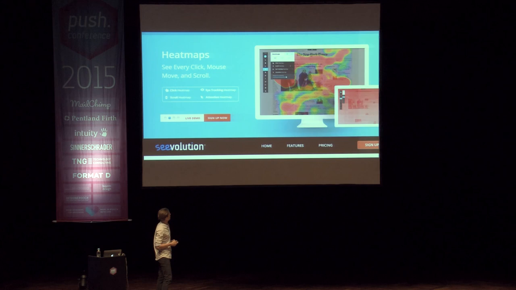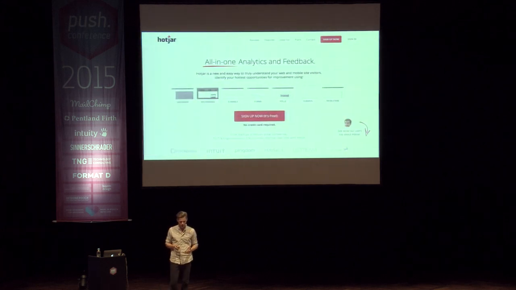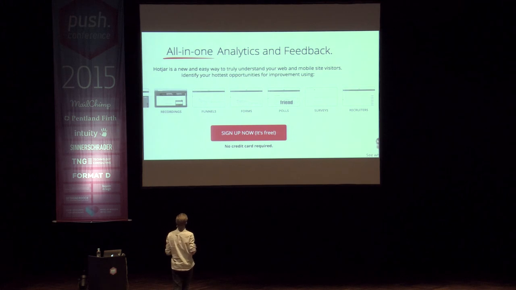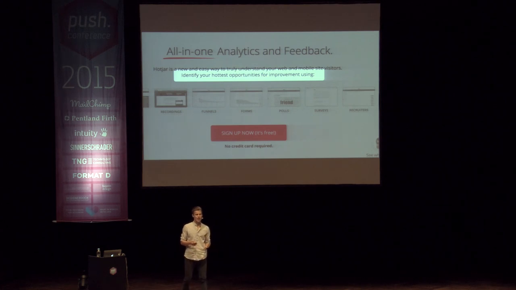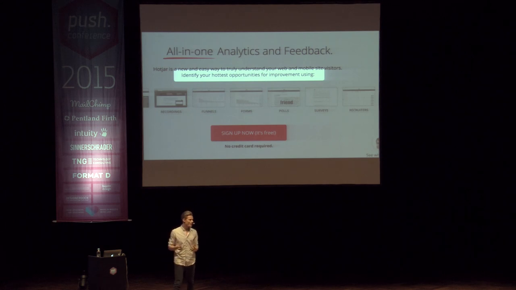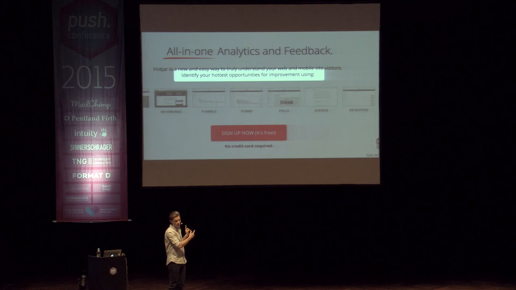Then the new kid on the block, Hotjar, they do it a bit differently. They have all those features, heat maps and recordings and funnels and forms and all that stuff. Same thing, they have all the stuff there. But then they actually say, well, Hotjar is a new and easy way to truly understand your web and mobile site visitors. Identify your hottest opportunities for improvement. Now, as a user, if I didn't know about heat maps, I had no chance to understand why that other Sivolution product was important to me. But here, I can identify my hottest opportunities. That's a takeaway.